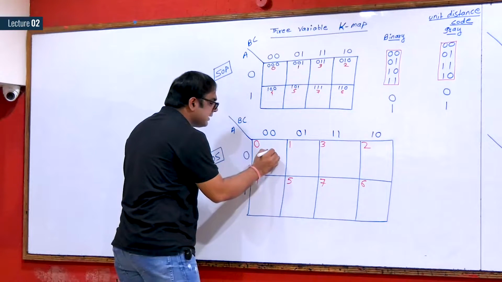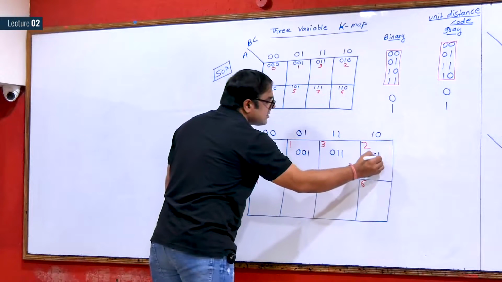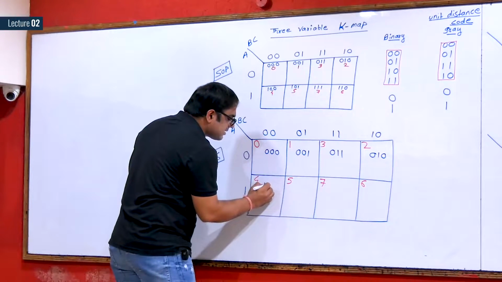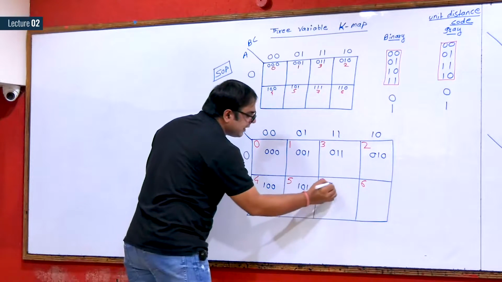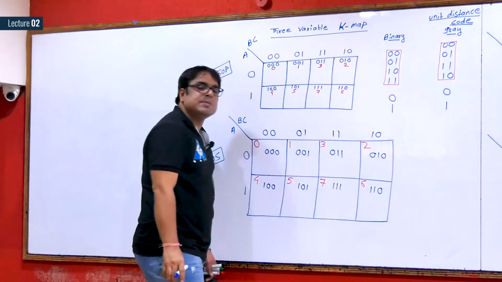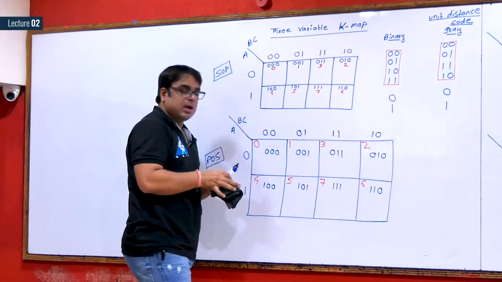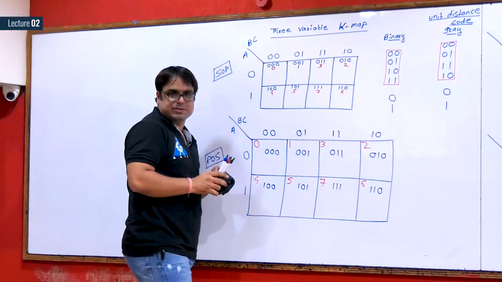Means the sequence 0 0 0, 0 0 1, 0 1 1, 0 1 0, the sequence 1 0 0, 1 0 1, 1 1 1 and 1 1 0. This sequence will be the same. Now, here comes the difference.